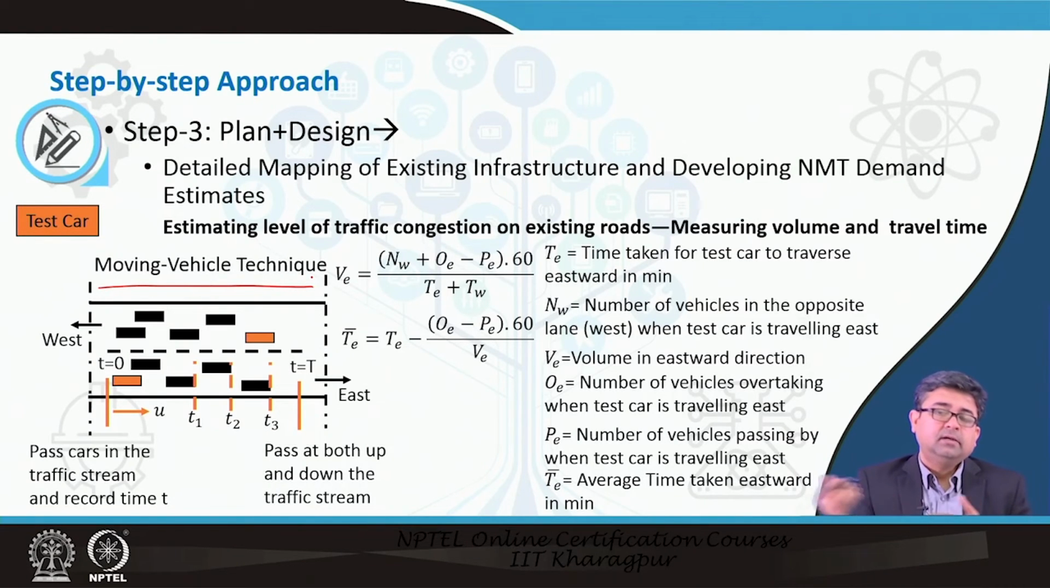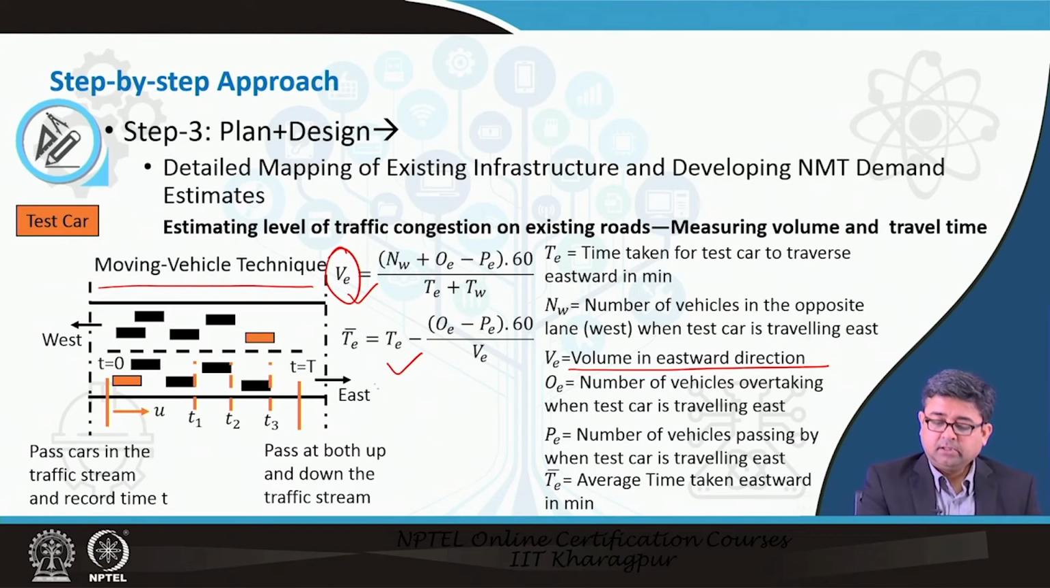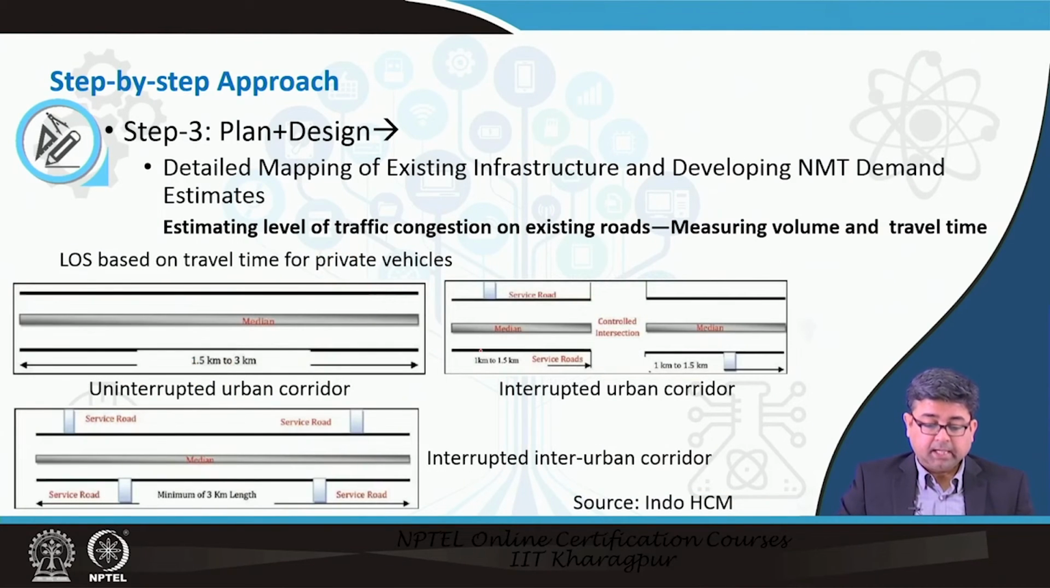You just take your vehicle and make different numbers of runs between two origin and destination pairs. In that, you will be able to understand the average travel time on that segment. That is given here using these two formulas. You first have to understand the volume in that direction, that is V E, and then you will know the average time taken in that direction to travel, right. Then you can do this at different types of roads also.